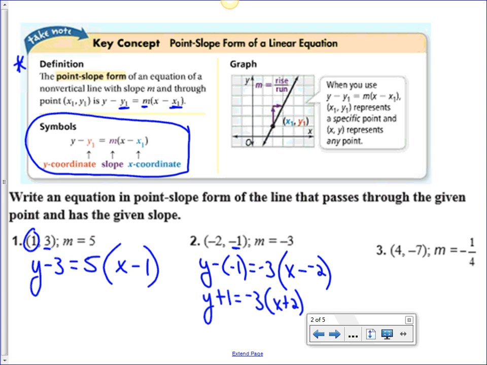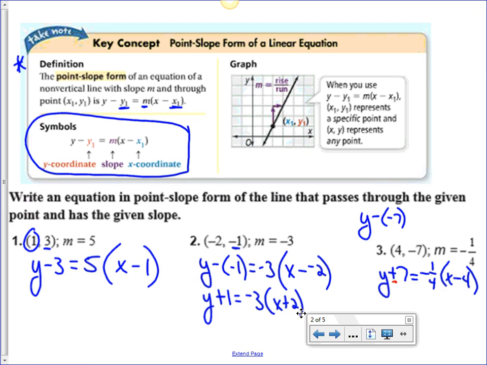So I'll give you a little chance to try and write number 3, and then we can see if we get it right. So if you need to pause it, go ahead and pause it. So your equation would have been y plus 7 equals a negative 1/4 times x minus a 4. So some of you may be asking, why did I put a plus here? Because we would have had minus a negative 7. Y minus a negative 7 is the same thing as y plus 7.